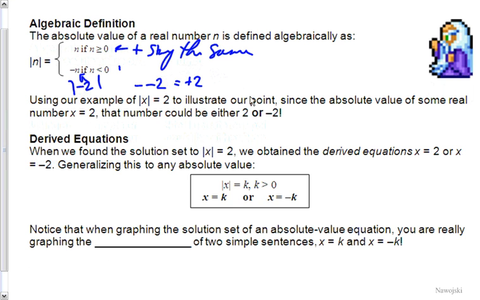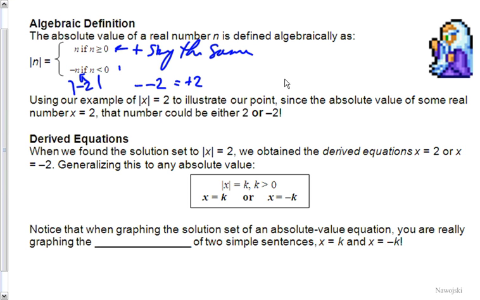Side note. All right. The way we're going to use this, we're going to use this for equations. Using our example above, the absolute value of x equals 2 illustrates the point. Since the absolute value of some real number x equals 2, that number could be 2 or negative 2. In other words, think about it. What's the absolute value of 2? Well, it's 2. Or what's the absolute value of negative 2? It's 2. Okay, so there are always two solutions, and that's why the algebraic definition comes in handy. It also comes in handy, especially when you're doing piecewise functions and derivatives of them.